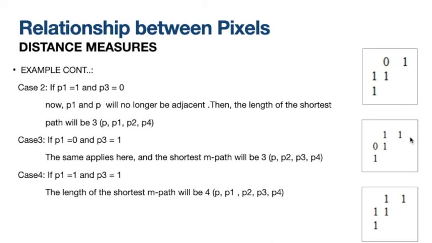Then finally, P1 is equal to 1 and P3 is equal to 1. The length of the shortest m-path, that is Dm distance, will be 4. That is P, P1, P2, P3, P4. So that will be the Dm distance.